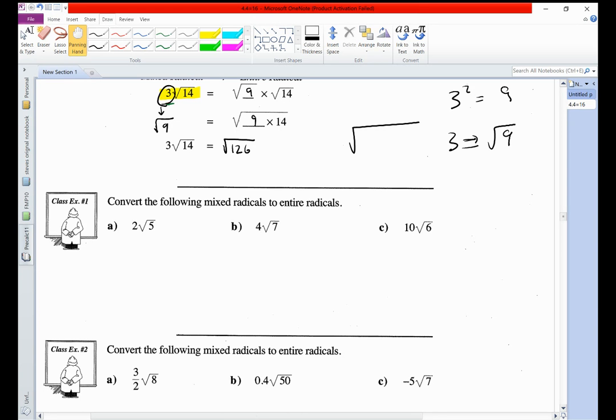So here we have 2 root 5 and we want to convert that into an entire radical. So that means the whole expression is going to be under the square root sign. So I need to deal with this too. It's outside of the square root sign, but I can convert that into root 4 because the square root of 4 is 2. So now I have root 4 multiplied by root 5, and I know that I can convert that into the square root of 20 because root 4 times root 5 can be written as the square root of 4 times 5.